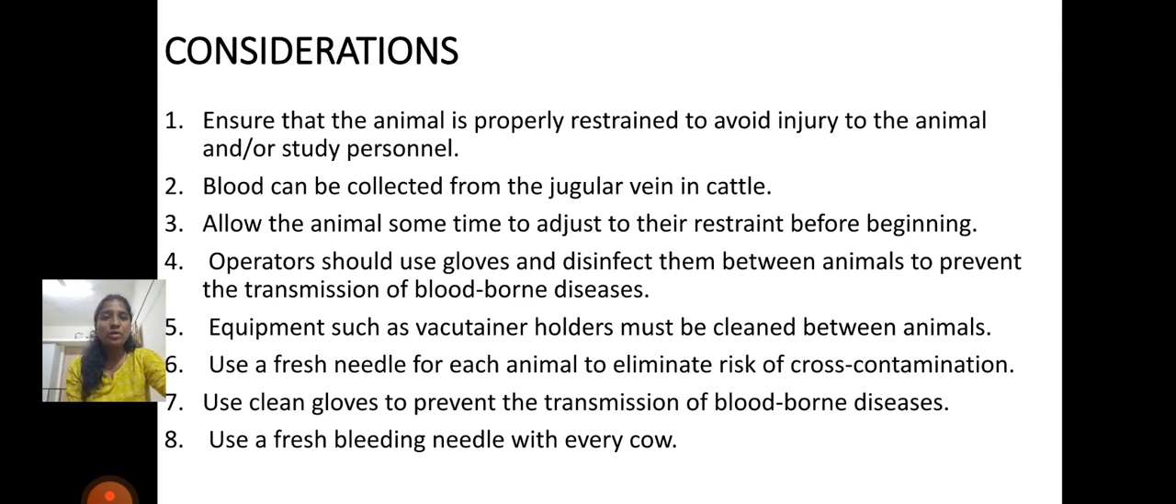Operators should use gloves and disinfect them. Equipment such as VACUTAINER holders must be cleaned. Use a fresh needle for each animal. Use clean gloves to prevent the transmission of bloodborne diseases. Use a fresh bleeding needle with every cow.